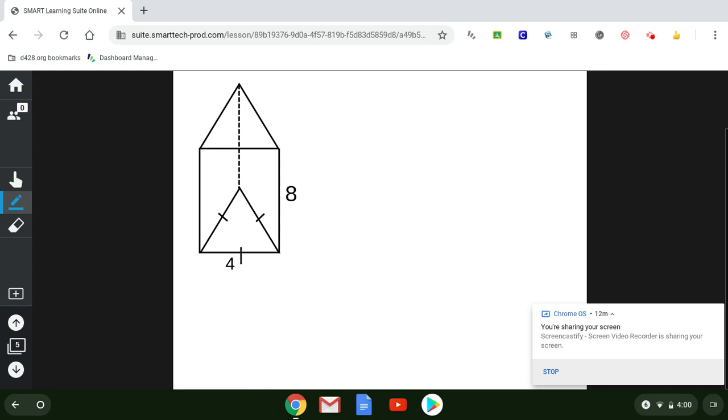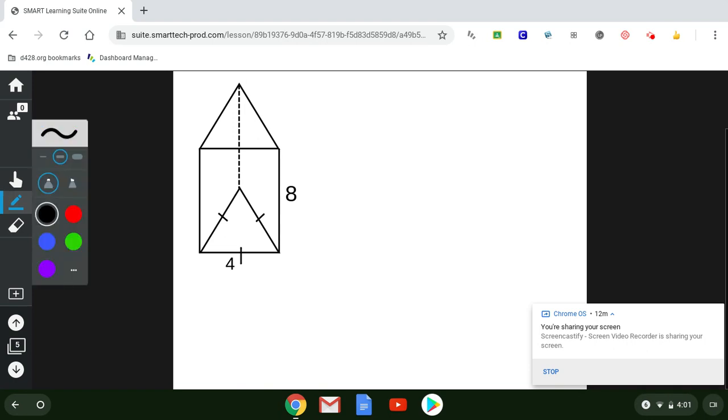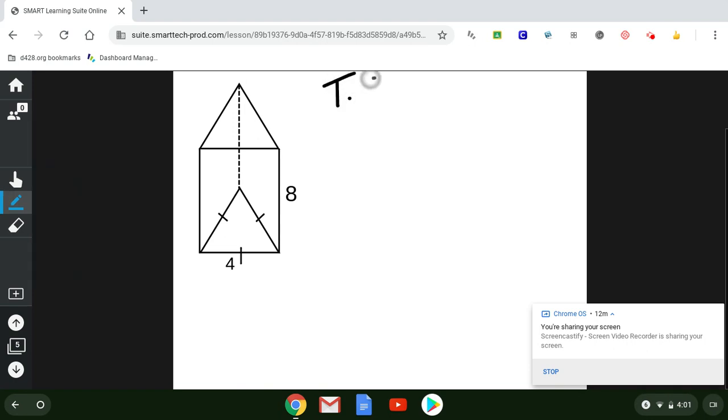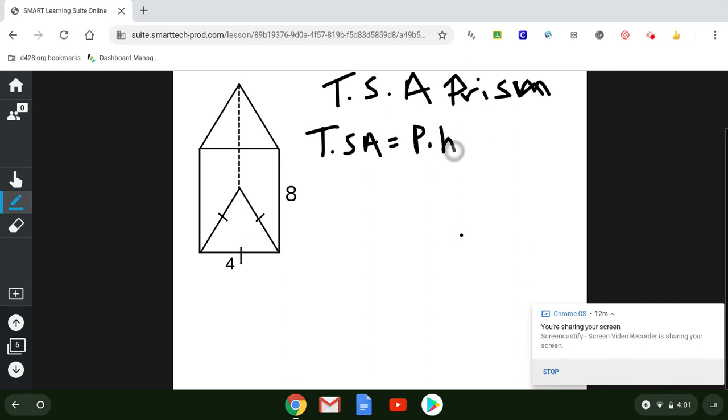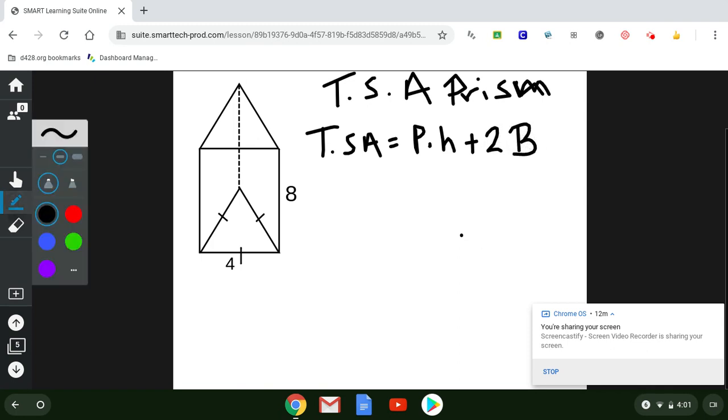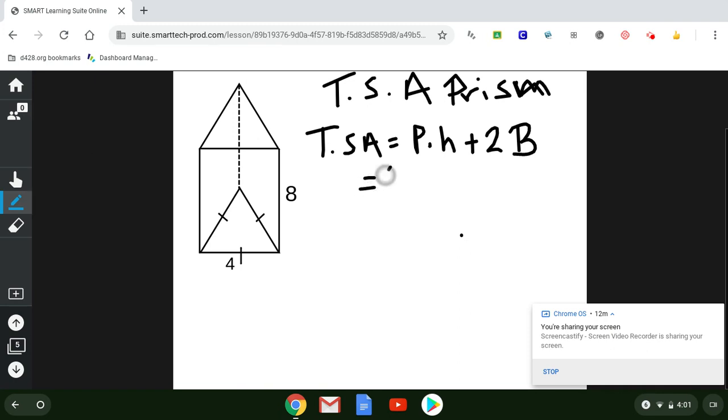So let's try another one, another prism. So this prism, I'm going to find the total surface area of this prism. My formula is perimeter times the height of the 3D solid plus 2 times the area of the bases. Okay, so first let's find my perimeter of the base.